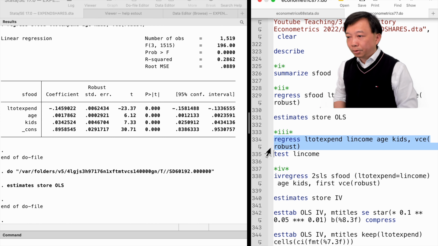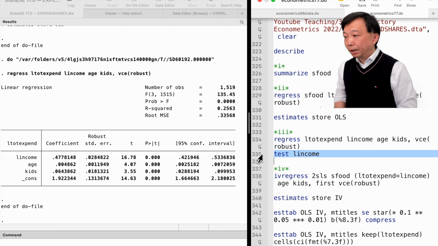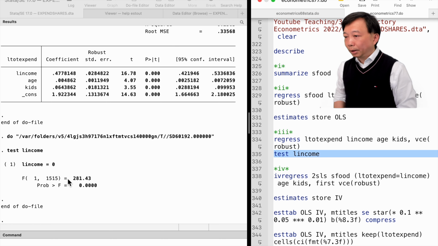The OLS estimate of the coefficient on log income is 0.48. The F statistic is 281. It is much higher than the rule of thumb for the weak instrument, 10. The endogenous variable is sufficiently correlated with the IV. The instrument relevance requirement is satisfied. Assuming that the instrument exogeneity requirement is also met, the log income is a valid IV for the log total expenditure.